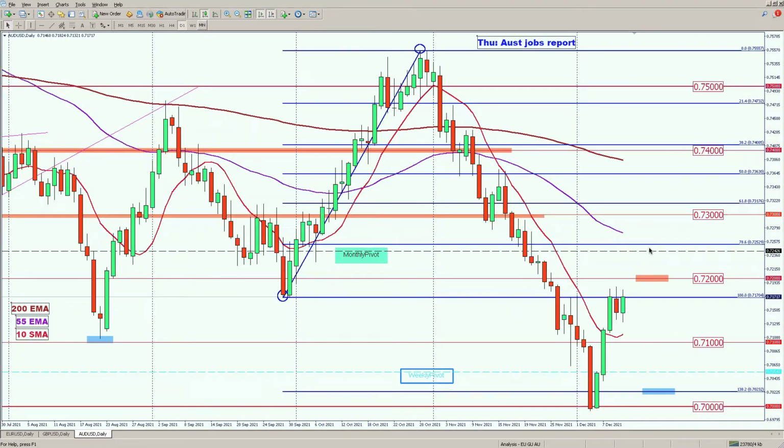So the next major resistance will be at the 78.6 fib retracement and the monthly pivot zone here. Can mark this as an additional resistance zone, if it does strengthen even higher.